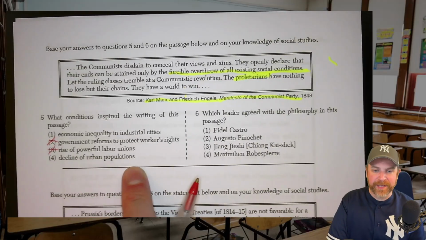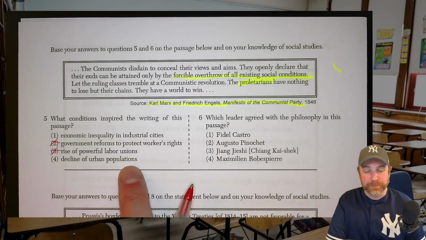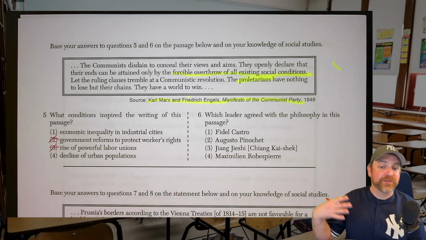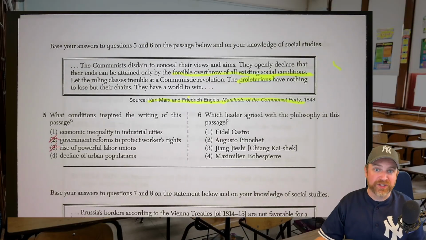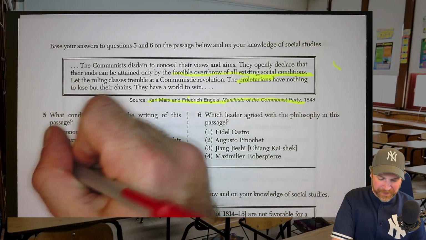Decline of urban populations. If there was a decline in urban populations, that means, I suppose, that people are doing better, right? They have more income. They have the ability to move out to the suburbs and commute to work, which suggests a higher income. So if you have a higher income and you have a better standard of living, why the heck would you have a revolution? So you cross off 4.